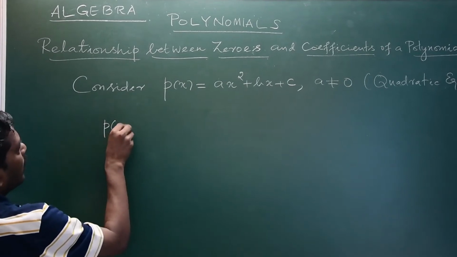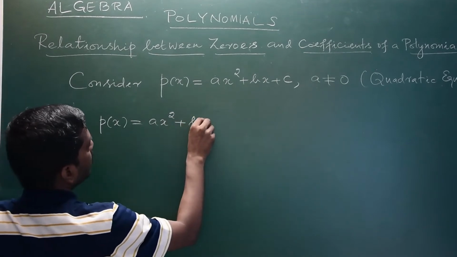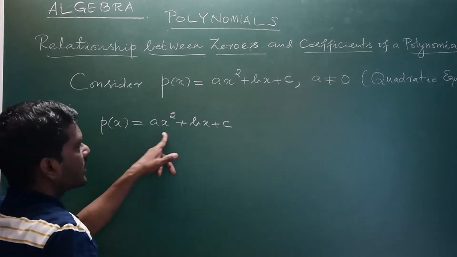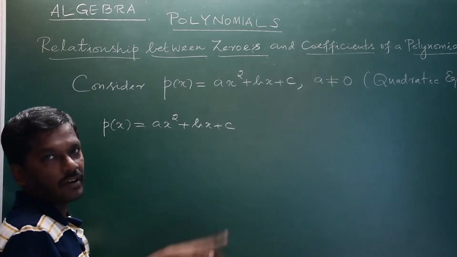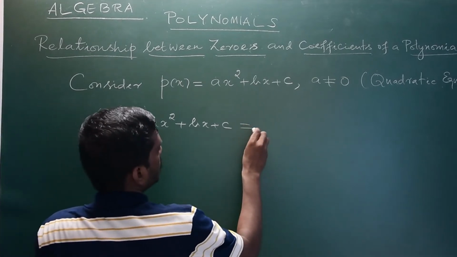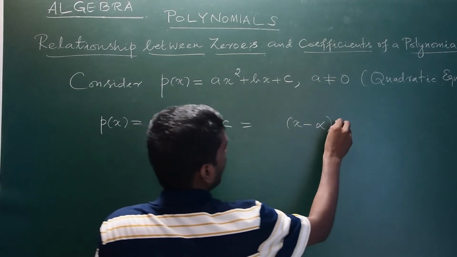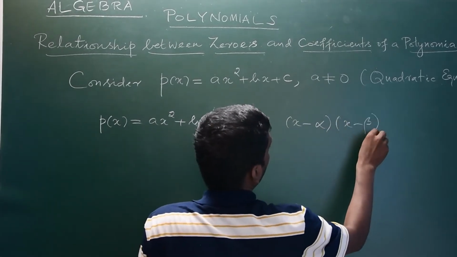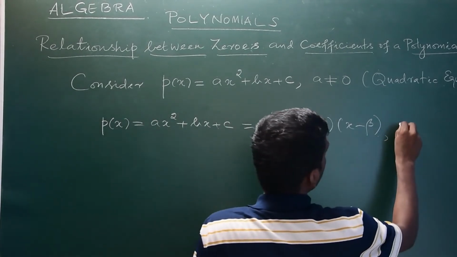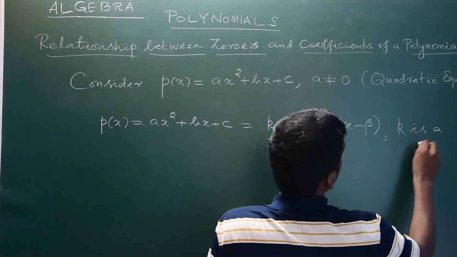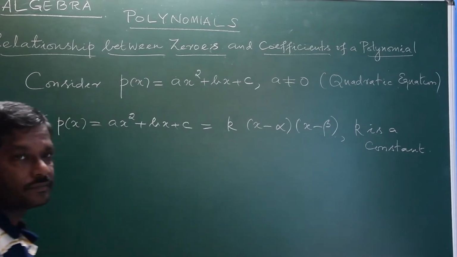So now what we are going to do is, as we have said in the previous example, ax square plus bx plus c can have at the most two factors which are linear and a constant factor, if at all it has any. So it can have two factors, namely x minus alpha and x minus beta, and if at all it has any constant factor, let us denote it by k. You mention that k is a constant.